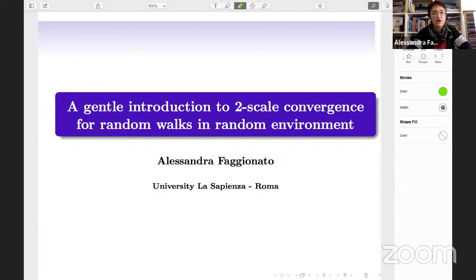Okay, thanks. I thank the organizers for the invitation. We'll try to be pedagogical in this first talk and hopefully provide a gentle introduction to scale convergence for random walks in random environment. In the next seminar, I will discuss several applications to homogenization, hydrodynamics, and random resistor networks.